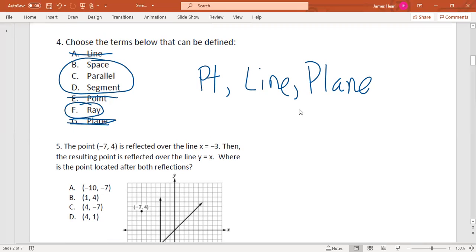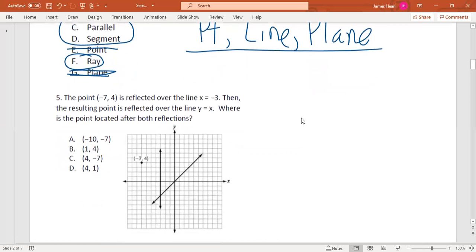Space is the entire region where all the points lie. Parallel is 2 lines running in the same direction that don't cross. Segment we defined earlier in number 2. Ray would be the portion of a segment with an end point and then going in one direction forever. All the rest of them have a definition. All you can do for point, line, and plane is give a simple description.